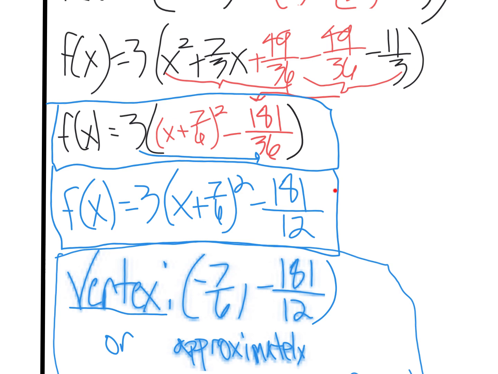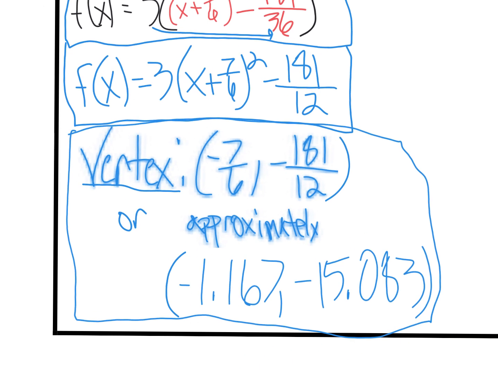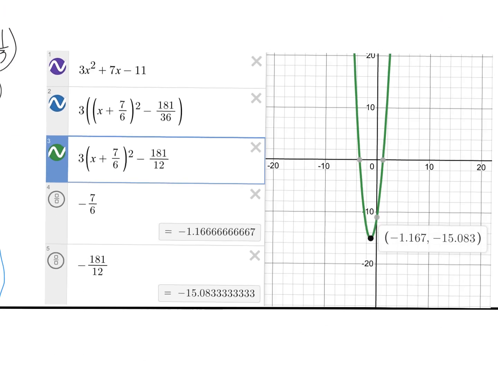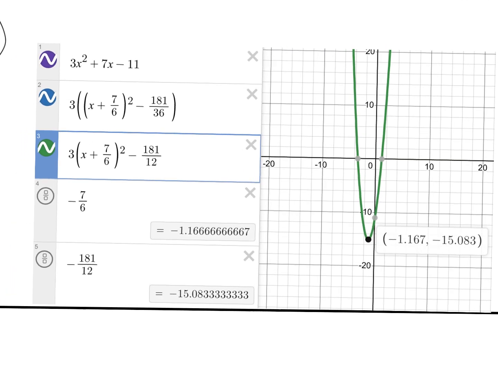So that means your vertex will be at, flip the sign on the inside, not on the outside. So negative 7 over 6, because you flip the sign on the inside. And then comma, negative 181 over 12. And if you want to get the decimal approximation, just type those into a calculator. It's approximately negative 1.167, comma, negative 15.083. And then as with all of this, always check your work by graphing.